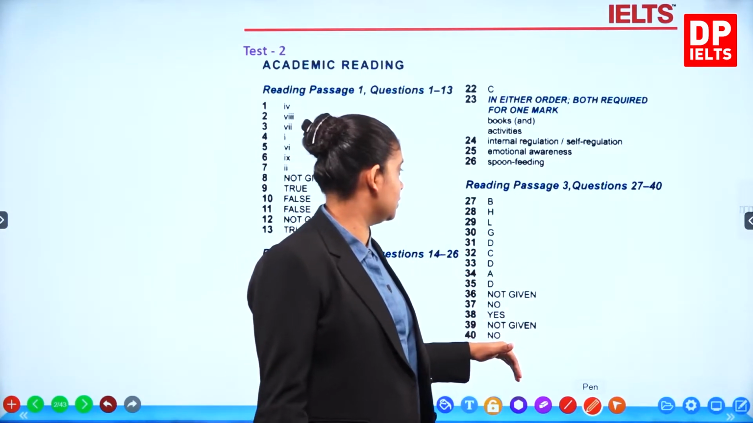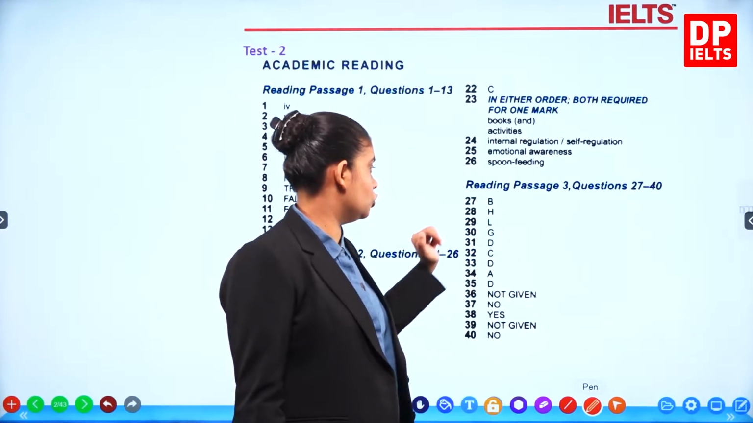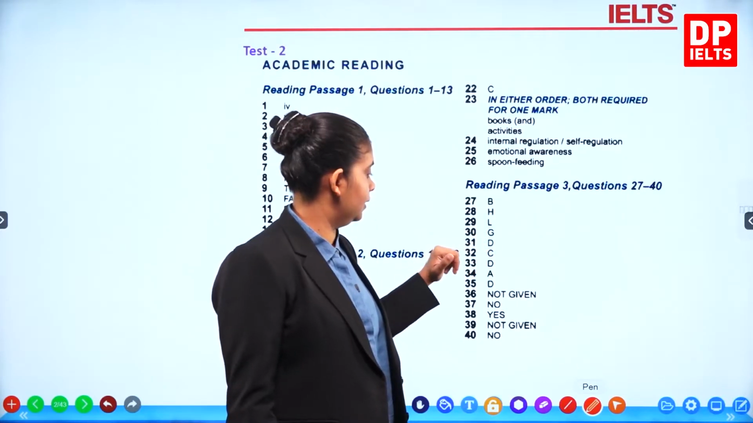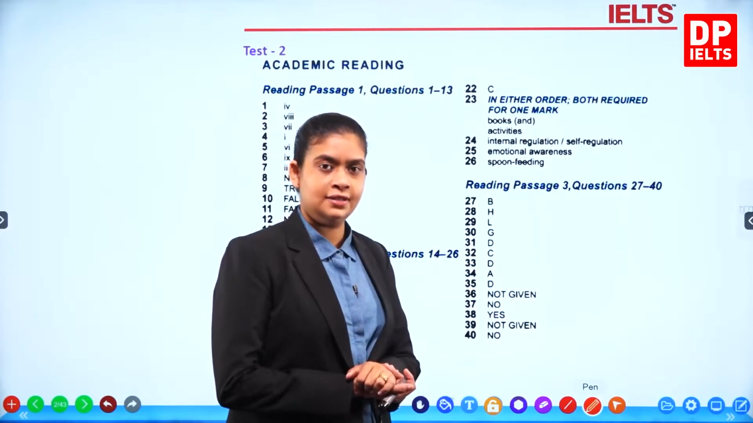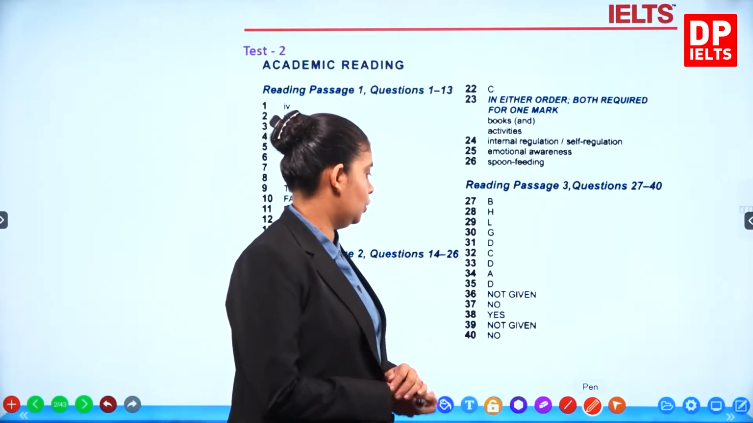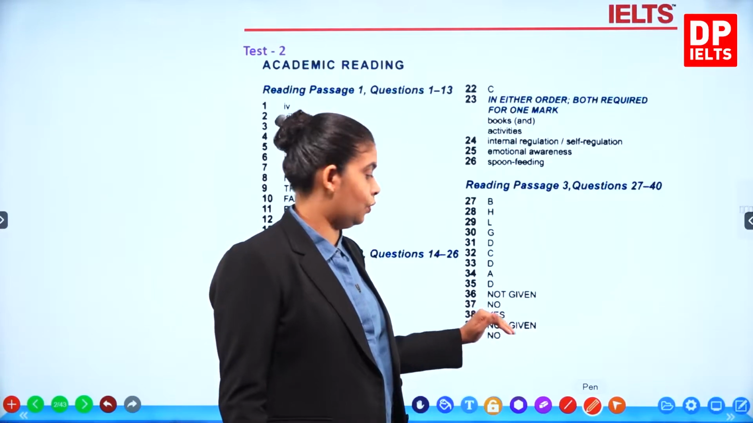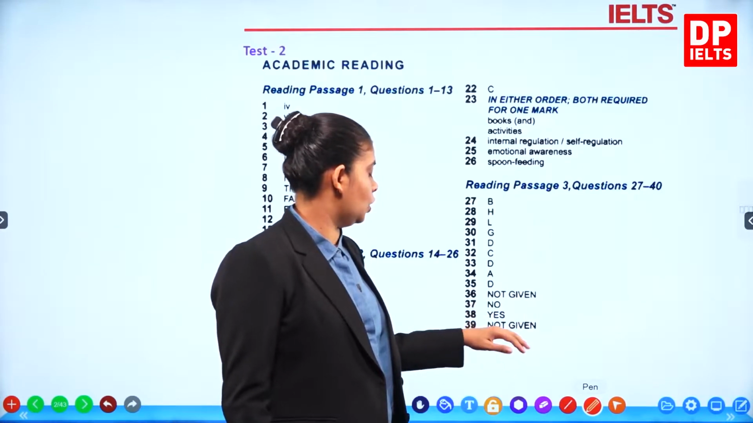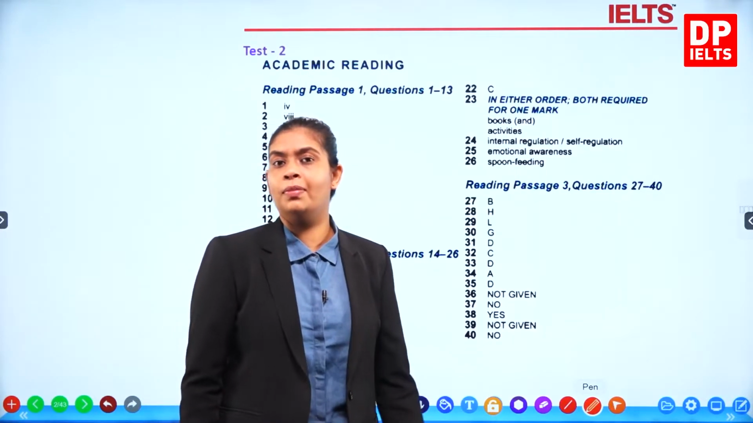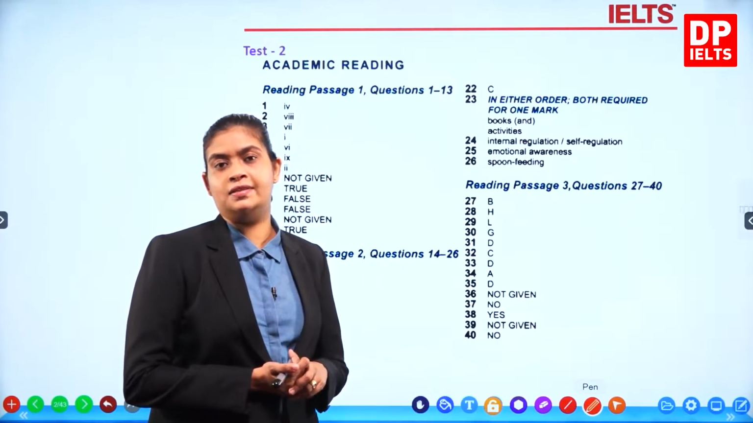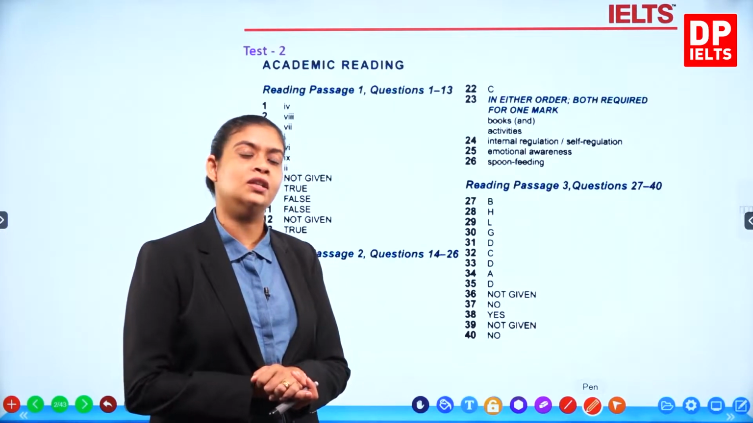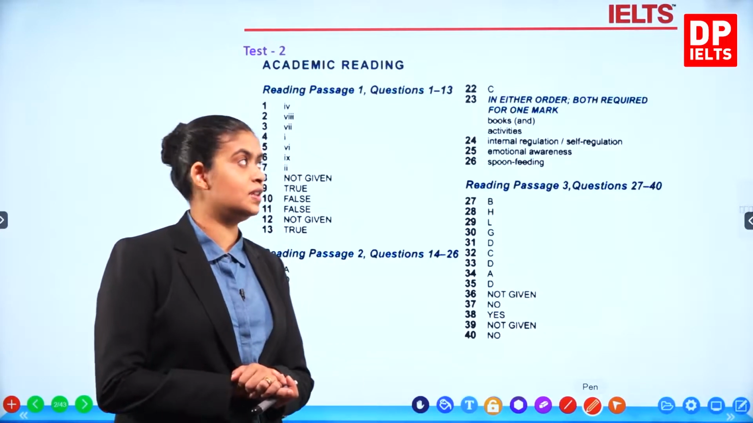Then 27 to 40: B, H, L, G, D, C, D, A, D, not given, no, yes, not given, no. So out of 40, put down your score, and remember I had a look at how much you should get to get a 6, 6.5, 7. Go through it and see how much you have and then what your score is. Is it a 6, 6.5 or a 7 or above that?